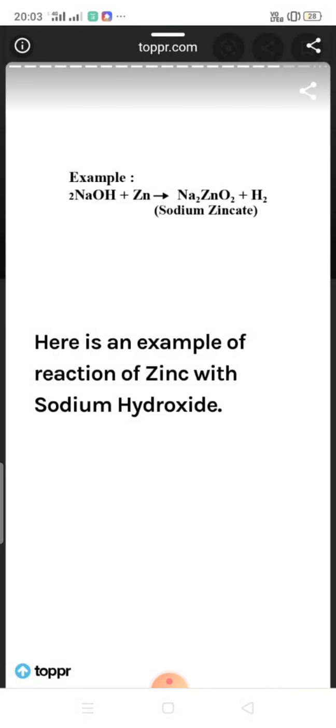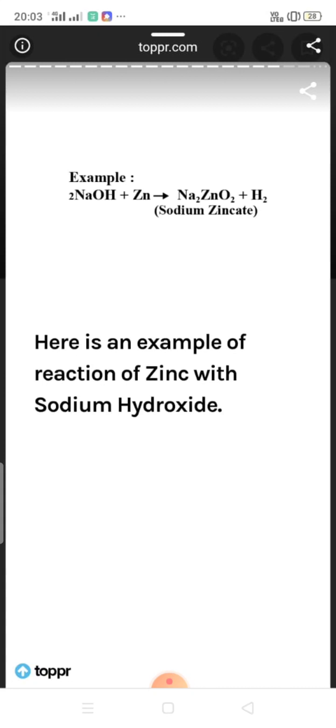Good morning, students. We are studying the chemical properties of acids and bases. In our yesterday's class, we discussed the reaction of acids with metals. Now today, we will see how bases react with metals. Students, bases also react with metals to give a salt and hydrogen gas.